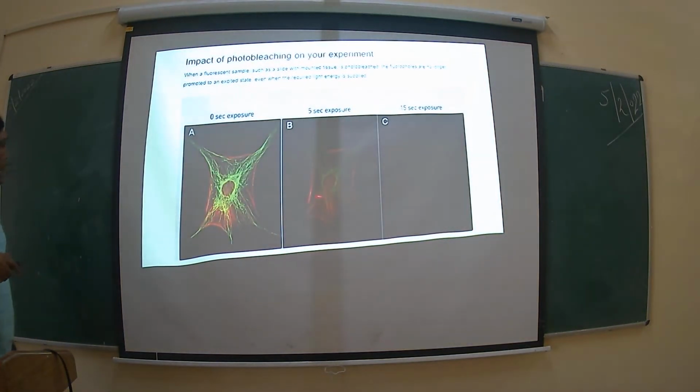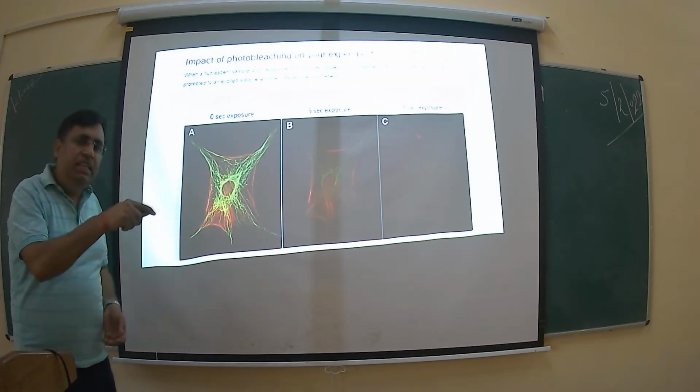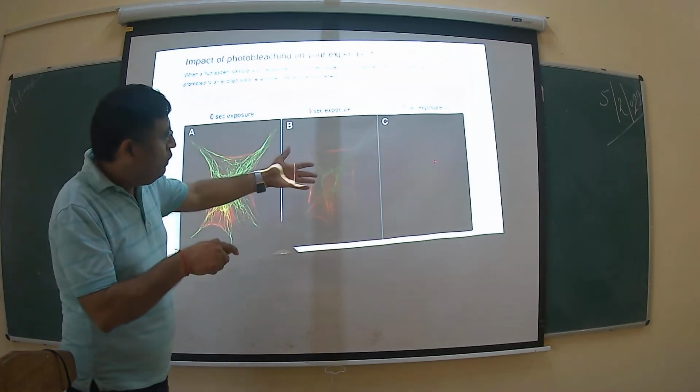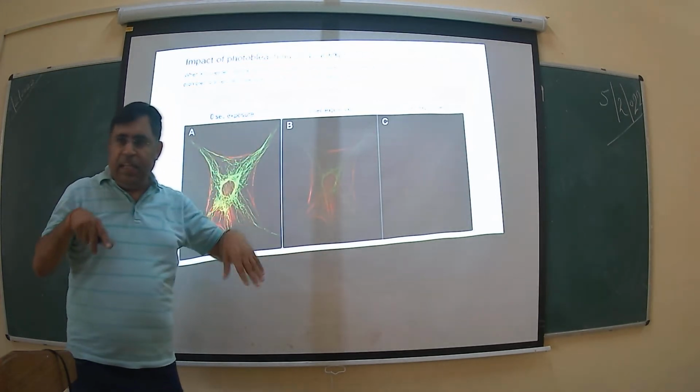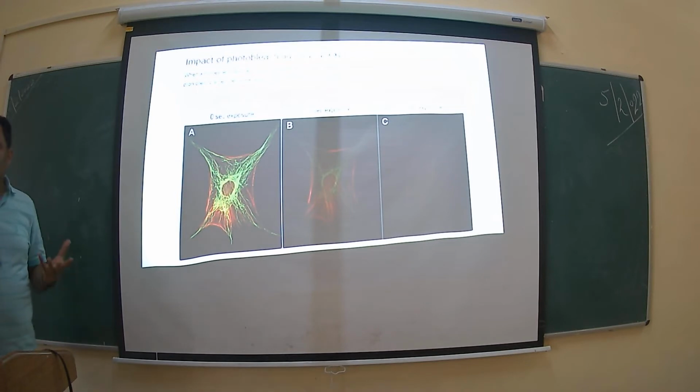Here you can see the stained cell with different fluorophores, and when you give a 5-second exposure of very high intensity light, you can see only a little amount of color, and after 15 seconds of exposure you cannot see anything. It means the fluorescent dye is getting degraded. So this is known as photo bleaching.